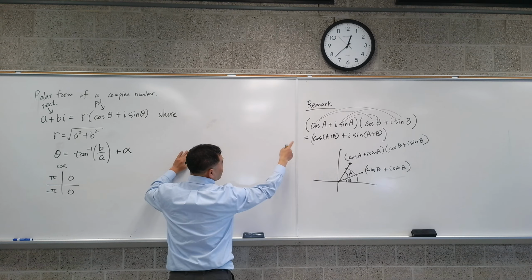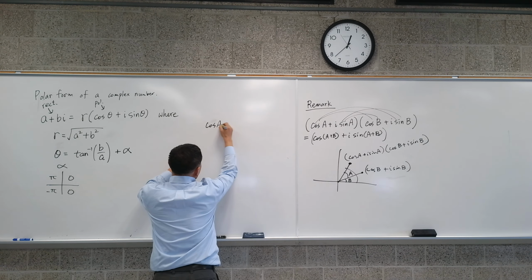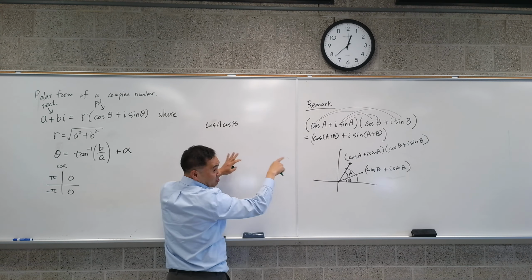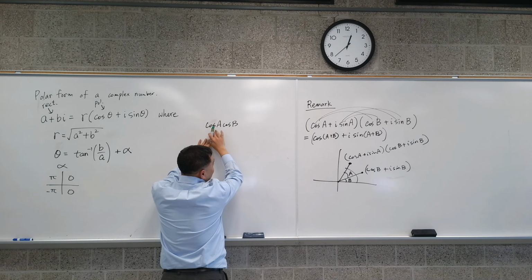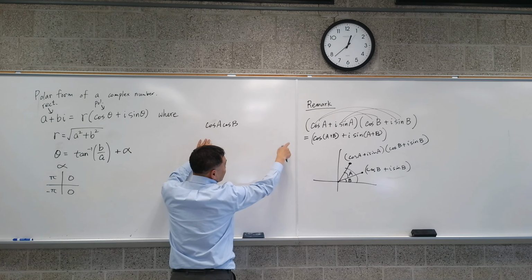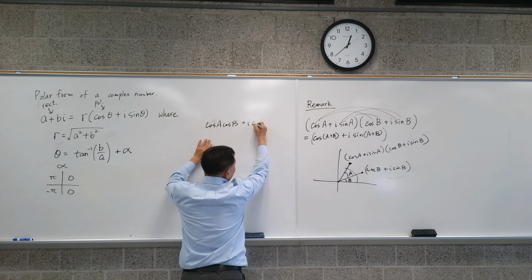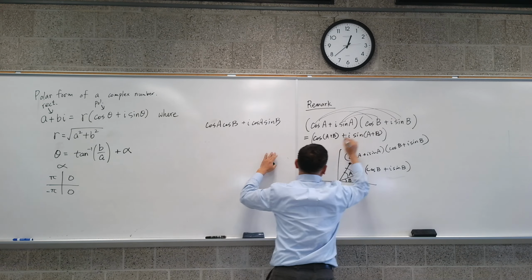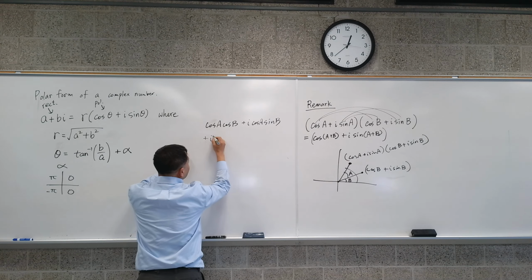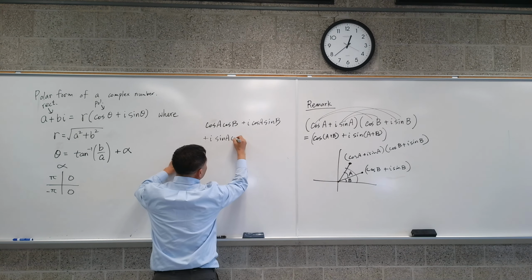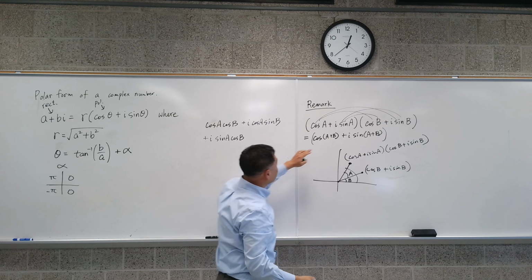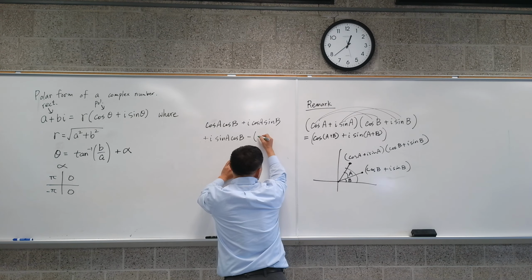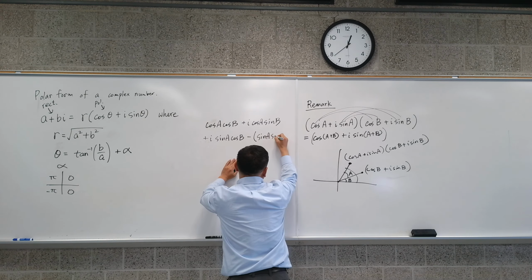So we get cosine A times cosine B. Forgive me for going all over the place. I only have like 5 minutes. I really want to finish this quickly. All right, so cosine A times cosine B, and then the next one is cosine A times I times sine B. The next one is plus I times sine A cosine B. And then finally, I times I is I squared, which is -1, so you get -1 sine A sine B.